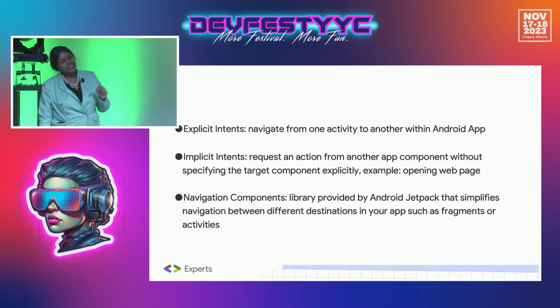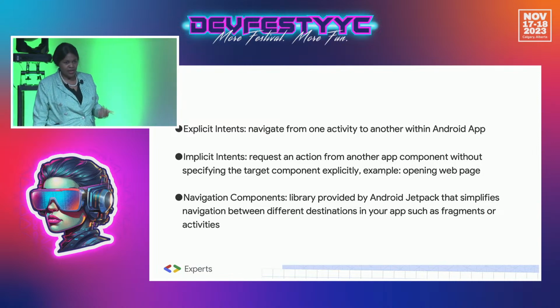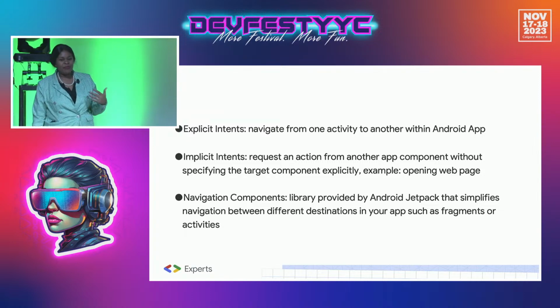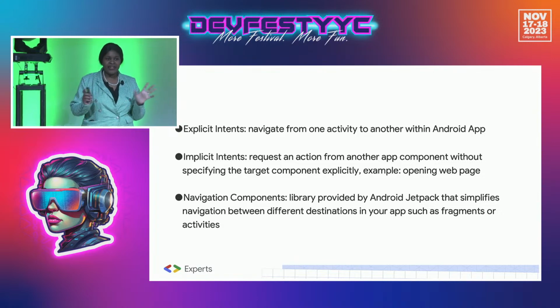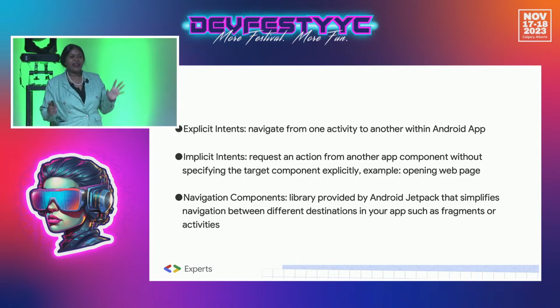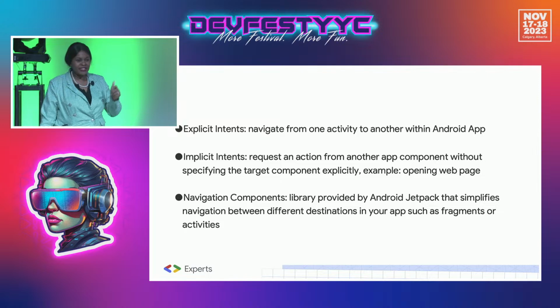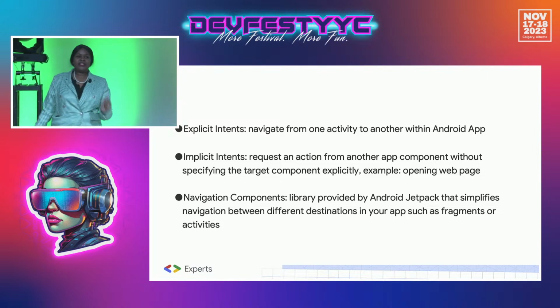Now, an implicit intent requires an action from another app component without specifying the target component explicitly. A good example is opening a web page. So I hope that's a good summary. If you encounter this question, especially in an interview, it will be easy now to remember. Implicit intent is opening a web page. Explicit is just inside your application, think of one activity to another activity.